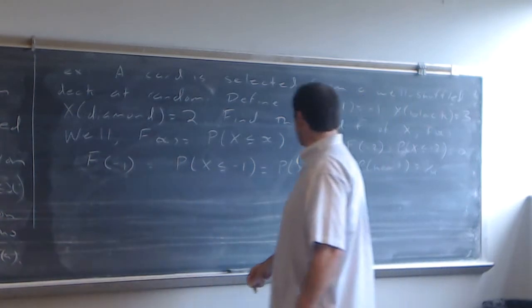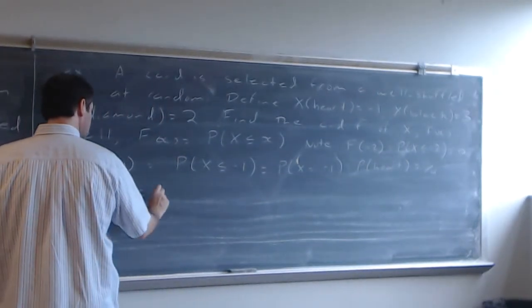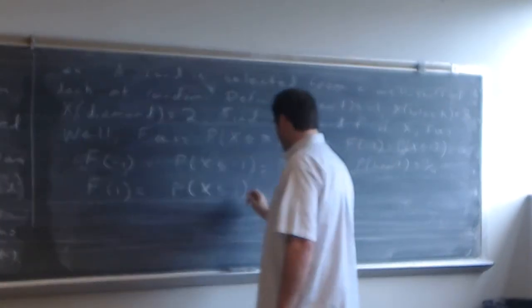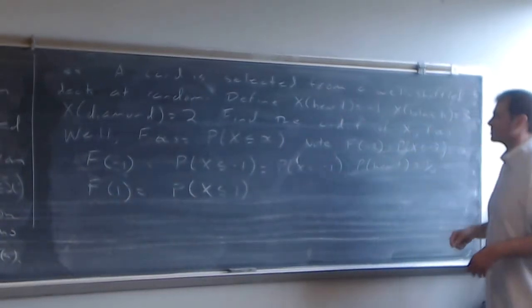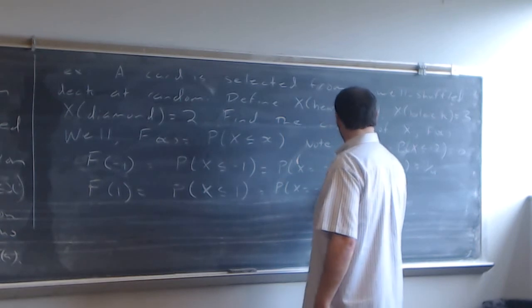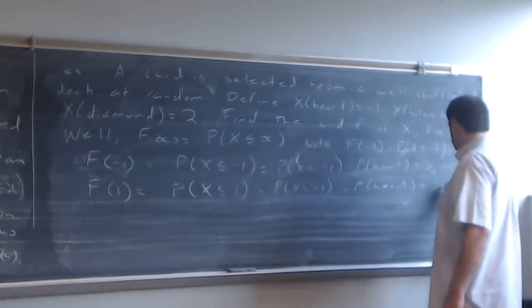Well, let me ask this. What's the probability, what's F of, let's say, 1? Well, that's still the probability that X is less than or equal to 1. Now, look at the output value. What output values are less than or equal to 1? Well, it's still minus 1, so that's the probability X is equal to minus 1. And so that's the probability that we got a heart. That's still 1/4.